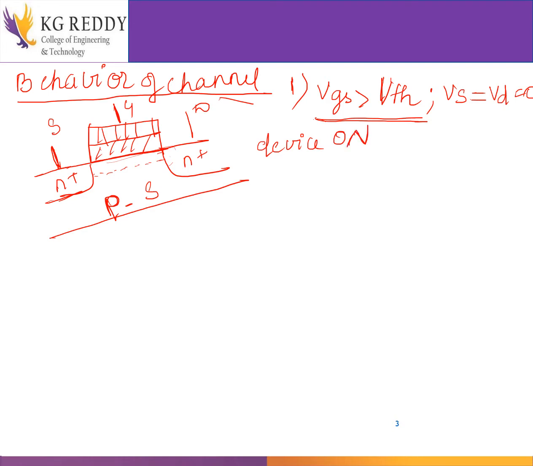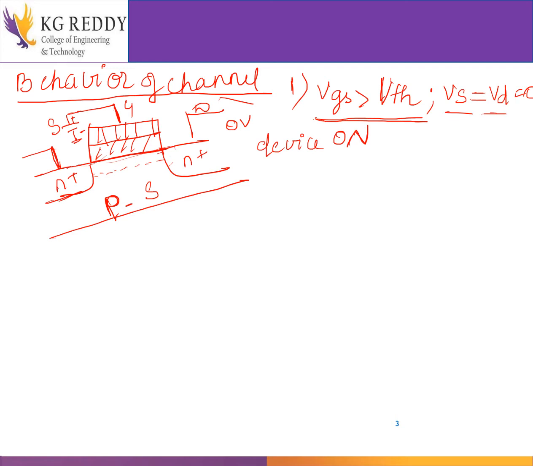If it is on, that means there is conduction taking part in the device. Is it so? That we will look into. VS and VD are equal to 0, which means both have the same voltage, that is 0 volts. But the gate voltage is now connected to some battery. Here, some battery source is applied to the gate voltage.